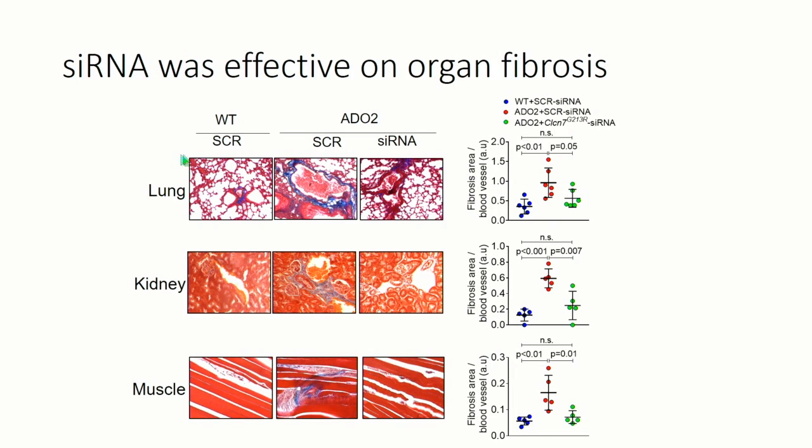Now, going back to our therapy, very interestingly, the perivascular fibrosis found in lung, kidney, and muscle is rescued by the treatment. And these are the measurements. So it is effective not only on bone, but also on the other organs. This is important because a concern that I heard is about the targeting to the bone, but we don't need a targeted therapy. We need a systemic therapy in ADO2.